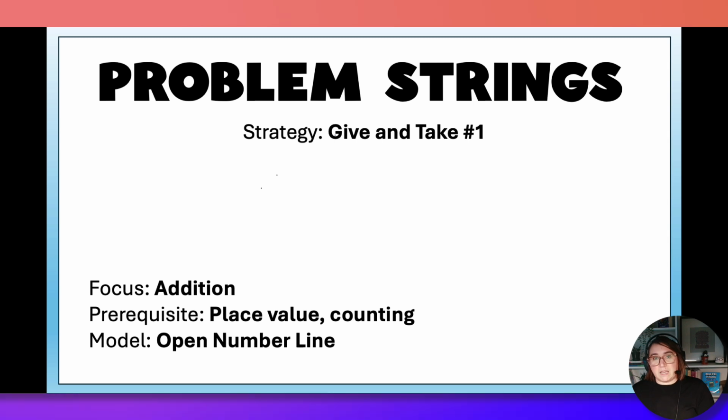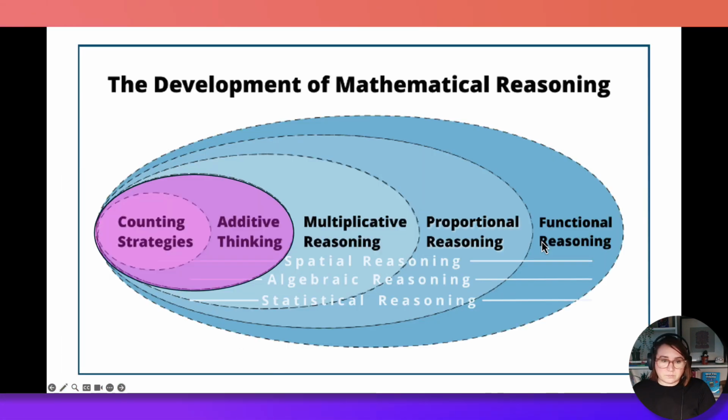Kids really have to understand place value and this idea of counting or taking things away. The game I Have You Need, where I say I have 85, what do you need to make 100, is essential in this one. They're really going to have to be able to do that. And we're going to use an open number line model. So again, in our development of mathematical reasoning, we're really living in additive thinking.